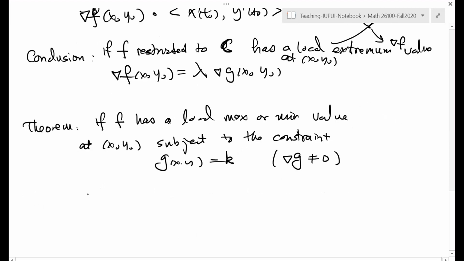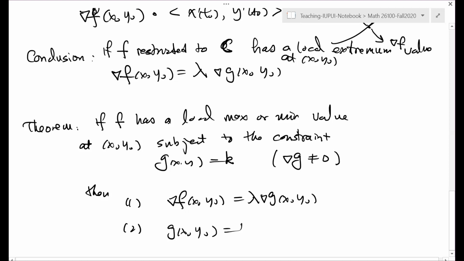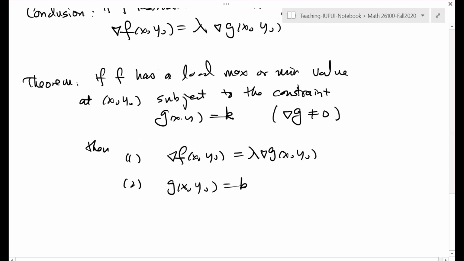Then, first, the gradient of f should be equal to lambda times the gradient of g. Second, we still use the constraint condition. So you get 2 equations, and I think you are able to find the point. That's a necessary condition.